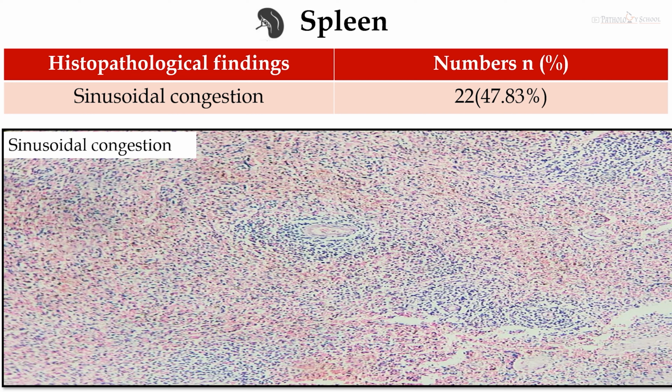Spleen: out of the 46 satisfactory samples, sinusoidal congestion was seen in 22 of them, with expansion of the red pulp and white pulp atrophy.